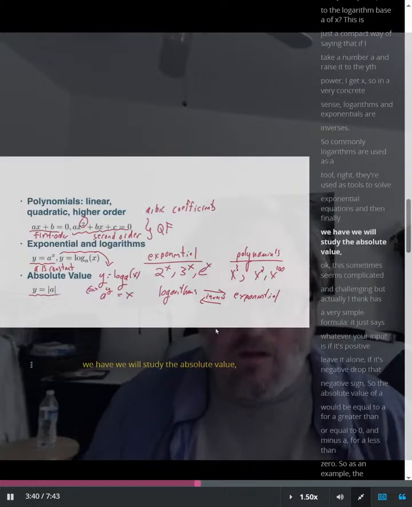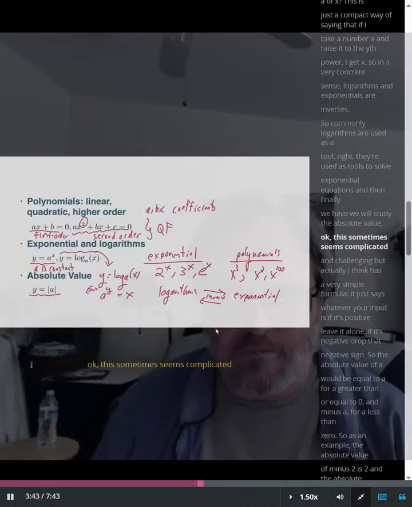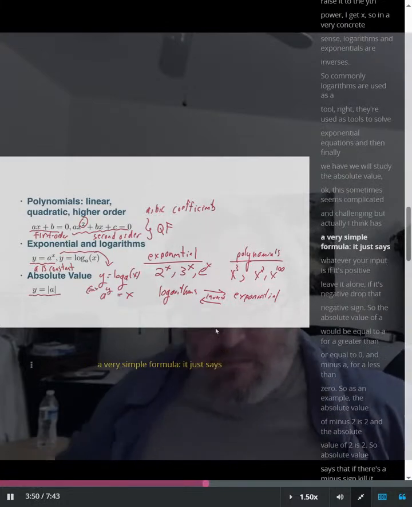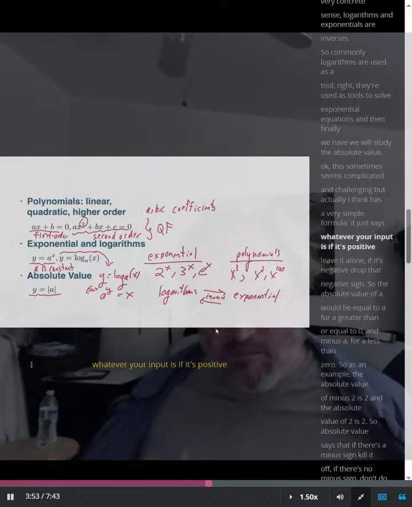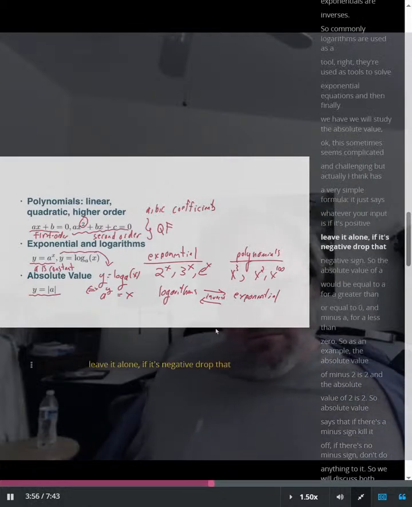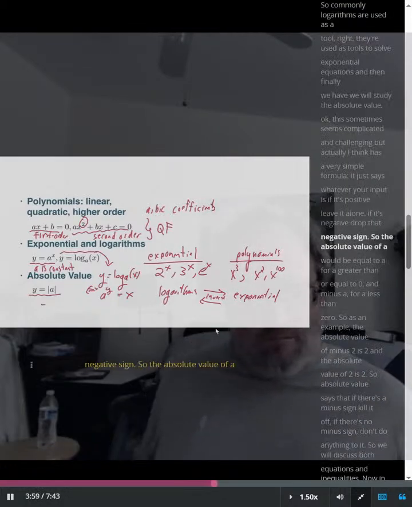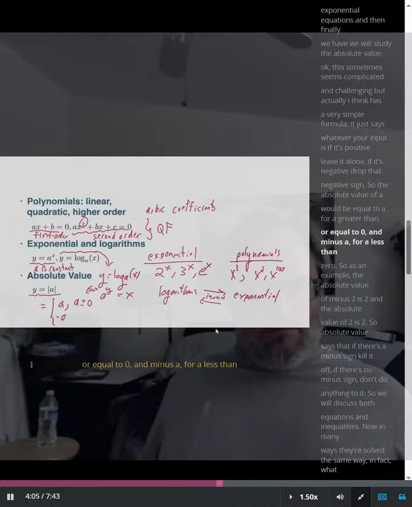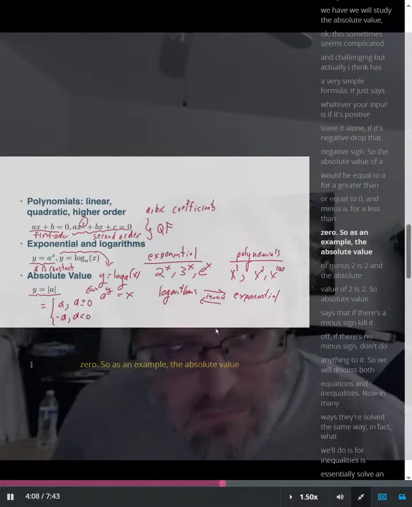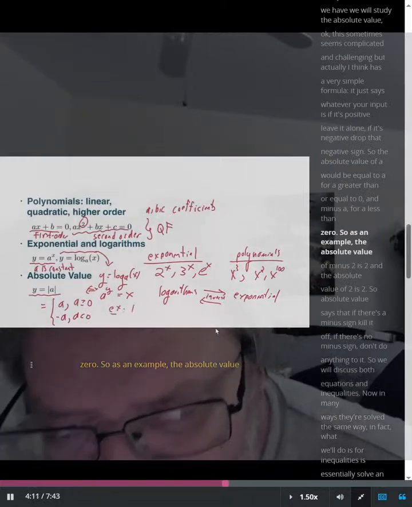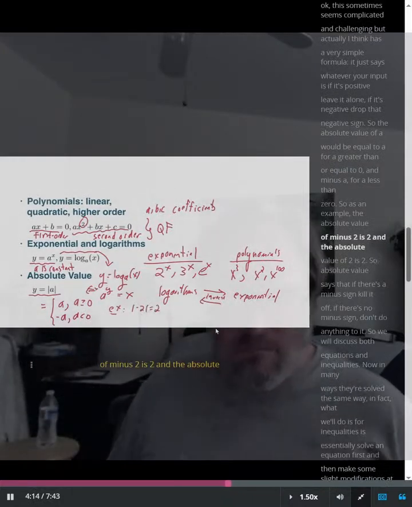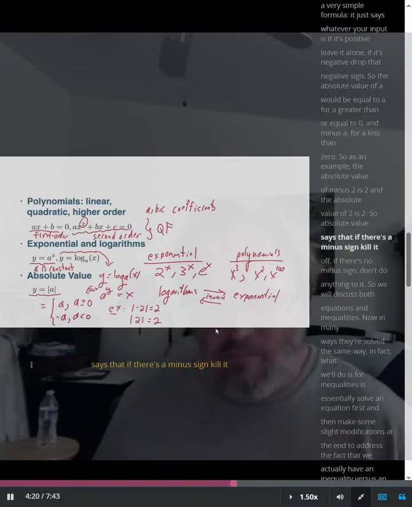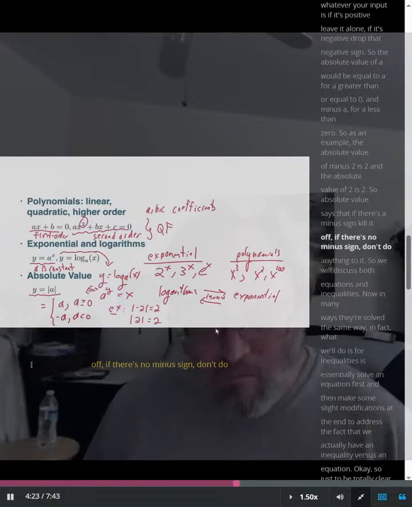And then finally, we will study the absolute value. Okay, this sometimes seems complicated and challenging, but actually I think has a very simple formula. It just says whatever your input is, if it's positive, leave it alone. If it's negative, drop that negative sign. So the absolute value of a would be equal to a for a greater than or equal to 0 and minus a for a less than 0. So as an example, the absolute value of minus 2 is 2, and the absolute value of 2 is 2. So absolute value says if there's a minus sign, kill it off. If there's no minus sign, don't do anything to it.